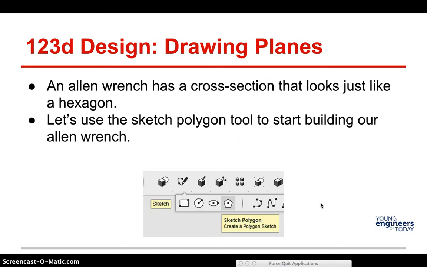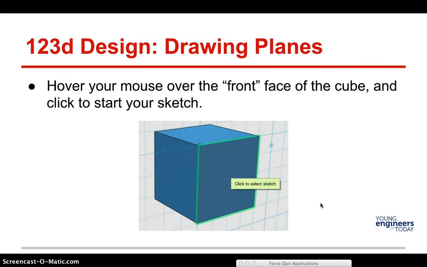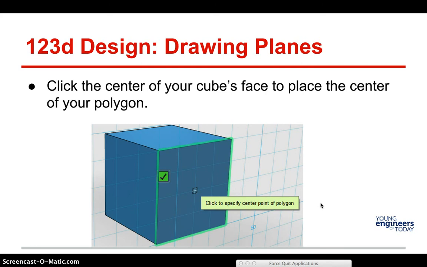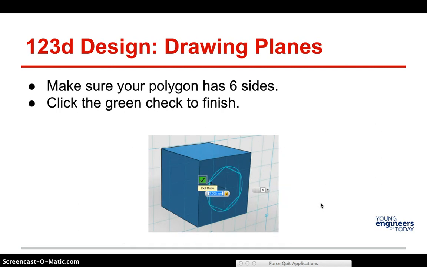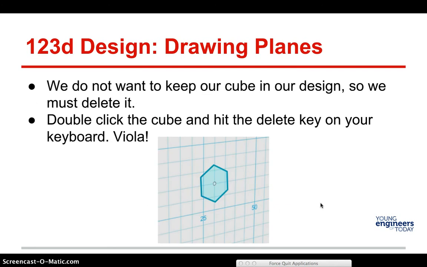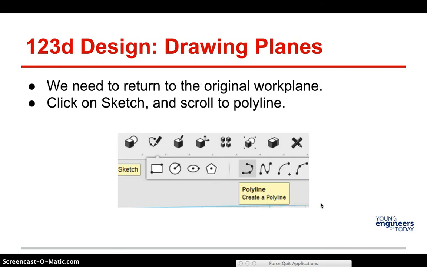Then we're going to take our polygon tool under Sketch and draw it on the face. Now, when you click on the face to start, you want to put in the center point of the face, and then create your polygon. This polygon will have 6 sides and be 7 millimeters. Okay? And then once you're finished with that, you can go ahead and delete the cube. All right? And now you have your polygon.